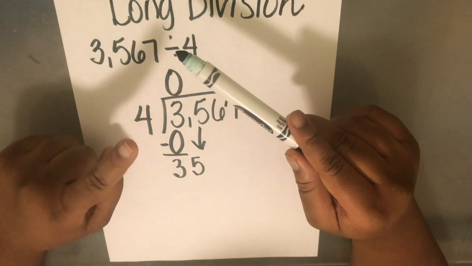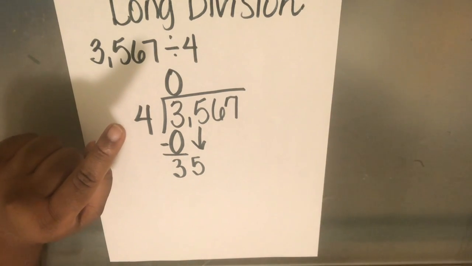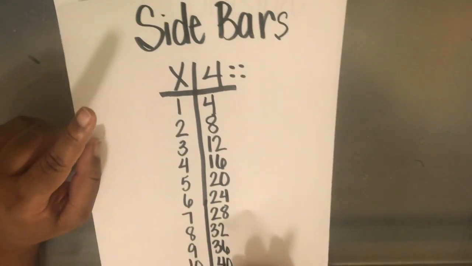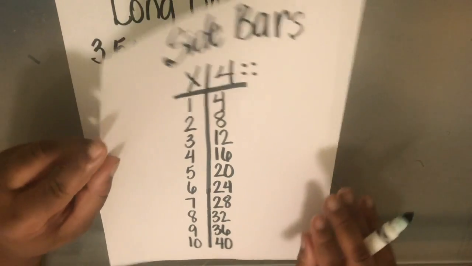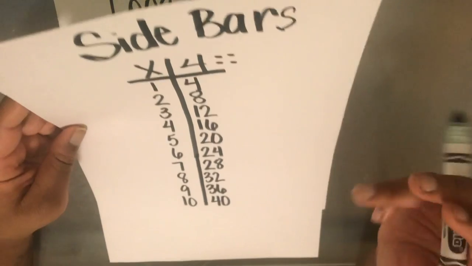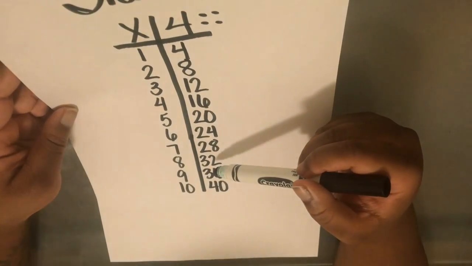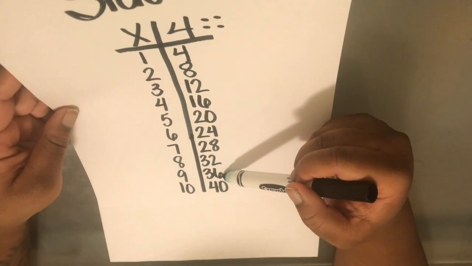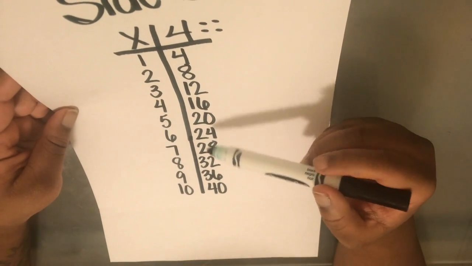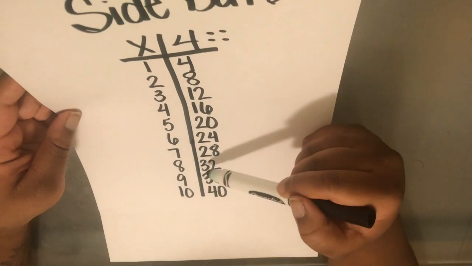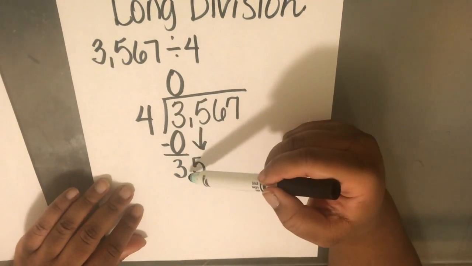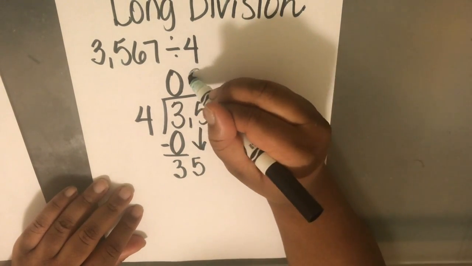But you're going to notice that there is no number that you can multiply by 4 to get to 35. But you can get very close to it. And if you don't know your multiplication facts, of course you can use your handy dandy sidebar, and you say to yourself, I'm trying to get to 35, but I can't go over 35. When you look at your sidebar, you're going to see that 36 is too large, but 32 is as close as I can get. And so you say, 4 times 8 is 32. So when the question comes as how many times can 4 go into 35, the answer is 8.